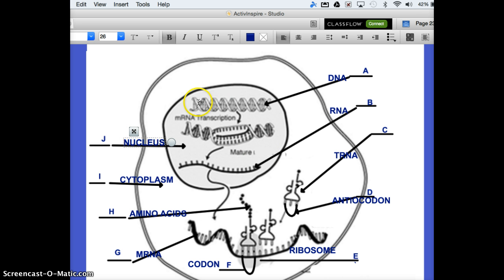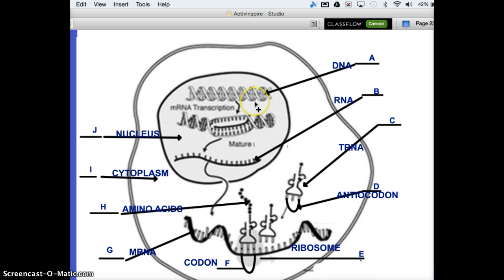Now, everything that happens in the nucleus is transcription, and everything that happens outside the nucleus is translation. To go through this process, DNA unzips and creates RNA. RNA gets modified and leaves the nucleus, becoming messenger RNA. Messenger RNA holds information in what we call codons, which is every 3 nucleotides.